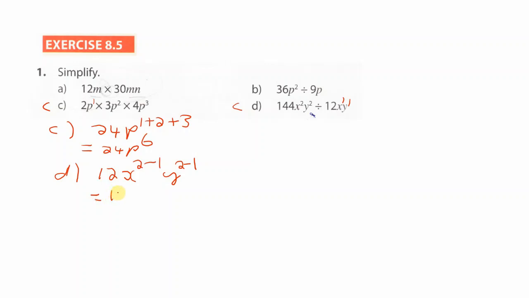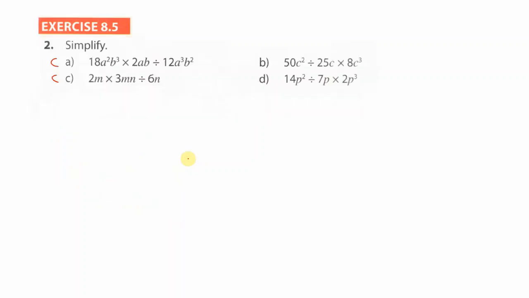So we can simplify. We have 2 minus 1. We only have 1x. We don't write down the invisible 1. We have 2 minus 1, so it's 1y. We don't again write down the invisible 1. So now for number 2, we are going to combine division and multiplication.